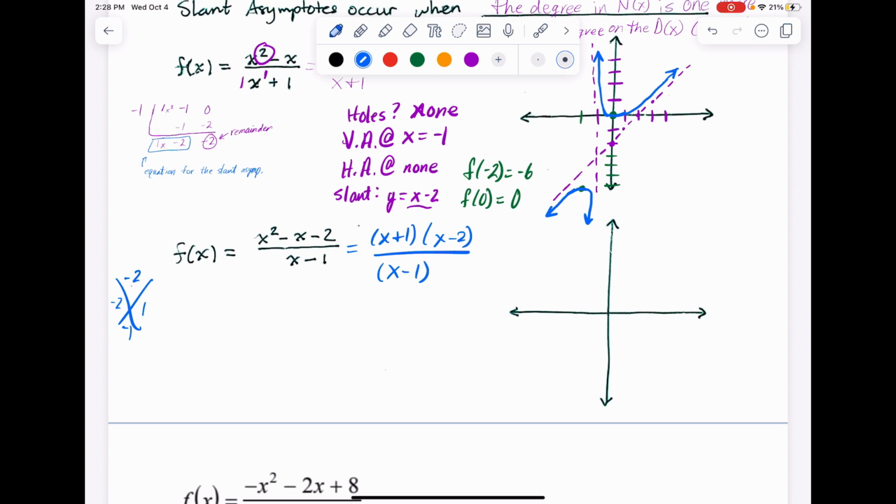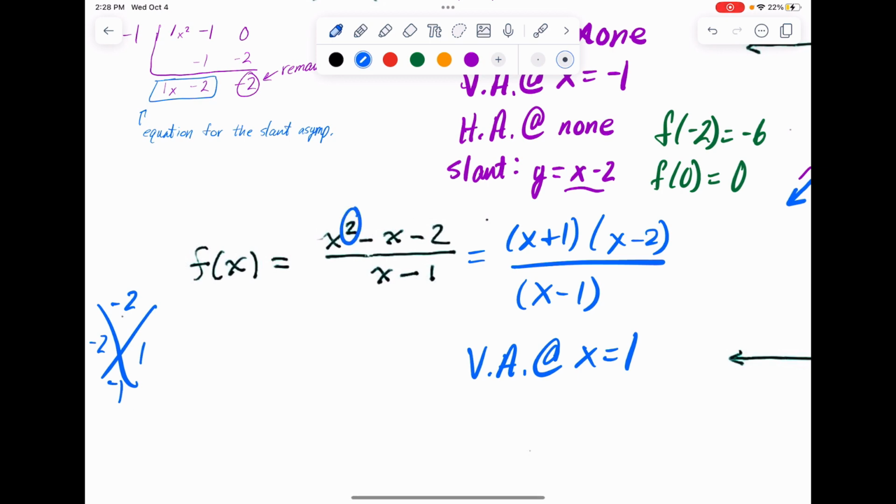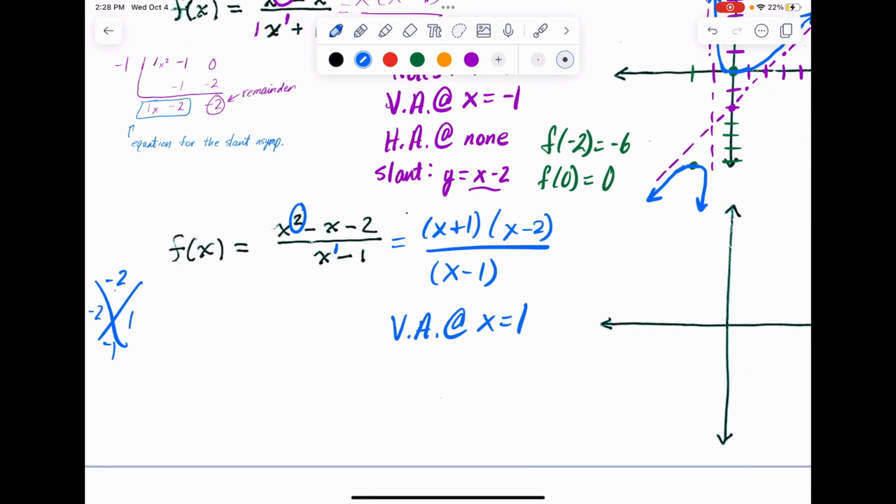Okay. Do I have any holes in here? I do not. Do I have any vertical asymptotes? I do. I have a vertical asymptote at x equals 1. And then look at the degrees here. I have a degree of 2 and a degree of 1. Therefore, since the degree in the numerator is 1 higher than the degree in the denominator, I know that I'm going to have a slant.